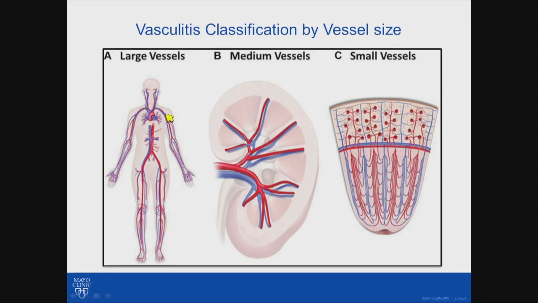In my presentation, we'll be focusing on forms of vasculitis that affect the large arteries. And the most common one of those is giant cell arteritis. There is another condition, Takayasu Arteritis, which is less common, and we'll touch on that as well.